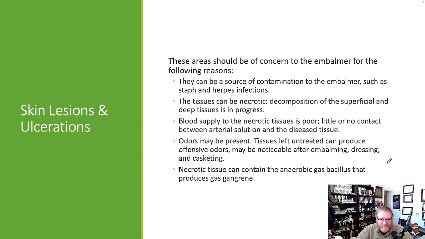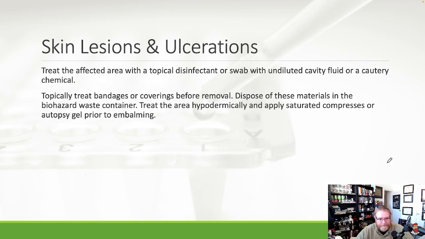They can be a source of contamination to the embalmer, such as staph and herpes infections. The tissues can be necrotic. Decomposition of the superficial and deep tissues is in progress. So you want to get that dead tissue gone and that area dried and those microorganisms dead. Blood supply to the necrotic tissue is poor. Little or no contact between arterial solution and the diseased tissue. Odors may be present. Tissues left untreated can produce offensive odors, may be noticeable after embalming, dressing, and casketing. And necrotic tissue can contain the anaerobic gas bacillus that produces gas gangrene.